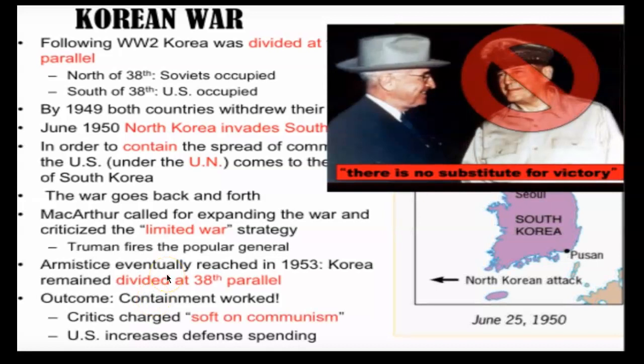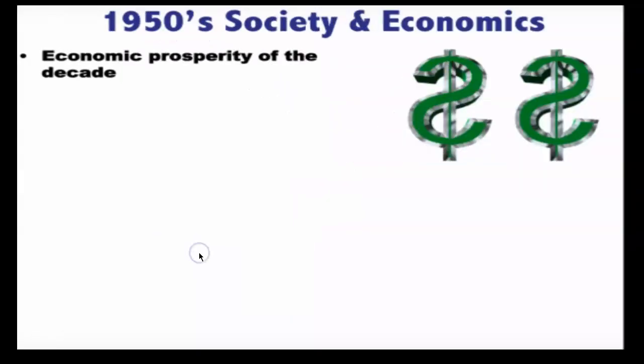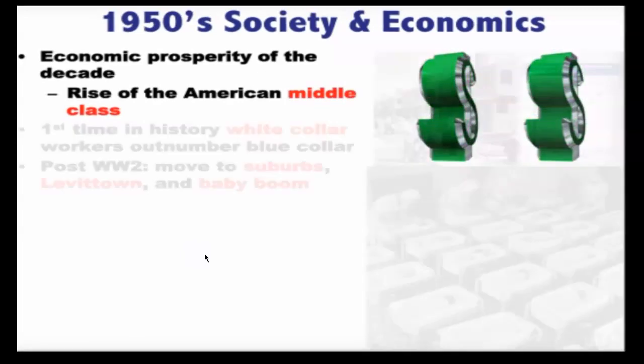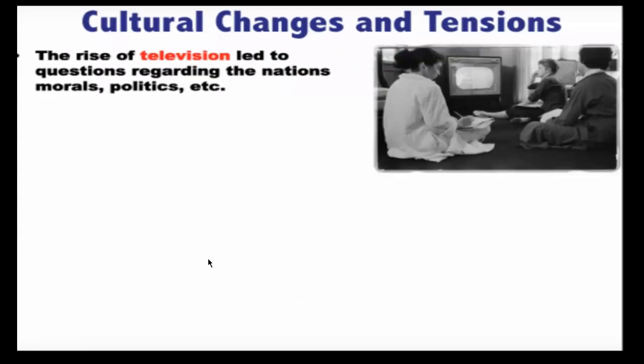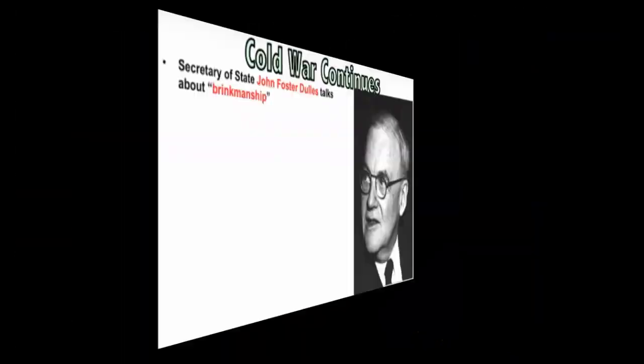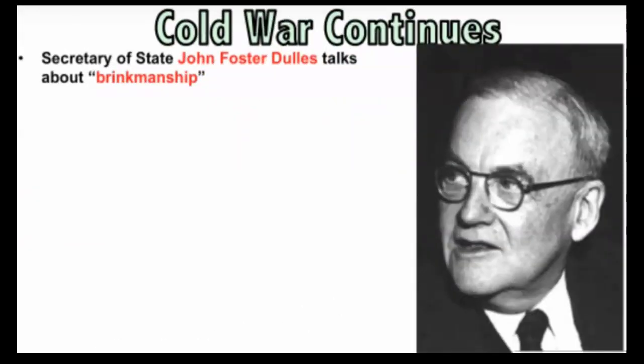Critics were hard on Truman. They charged that we were soft on communism, that the Democrats were soft on communism, and the United States also increased defense spending throughout the war and into the 1950s. Okay. Now, what I'm going to do here is I'm going to skip these slides because these are more for Chapter 26, so I apologize for the fast forward.